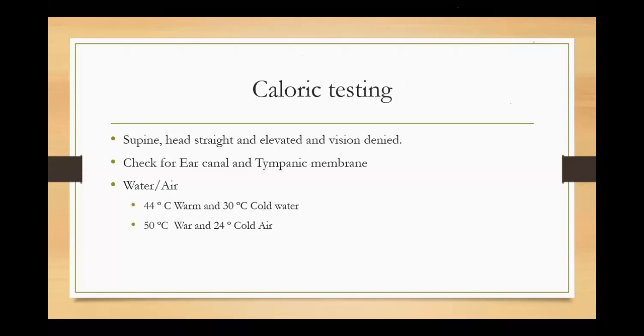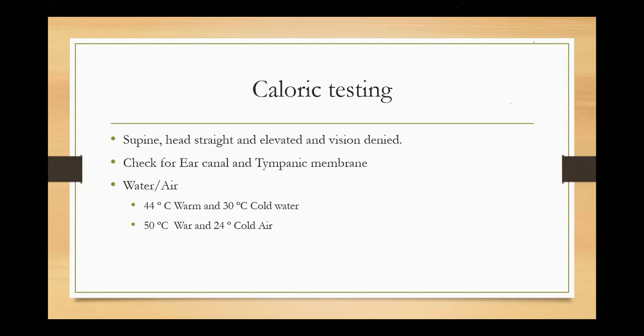So what do we do in the caloric testing? We are going to stimulate the horizontal semicircular canal with warm and cold temperature. It may be through water or air, because of which there is a movement of endolymph. The endolymph is going to move because of this temperature change, and it's going to either stimulate or inhibit, depending on which direction the fluid is flowing, right?